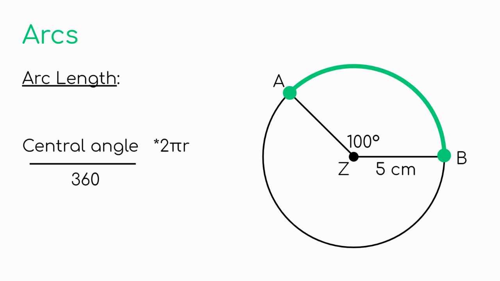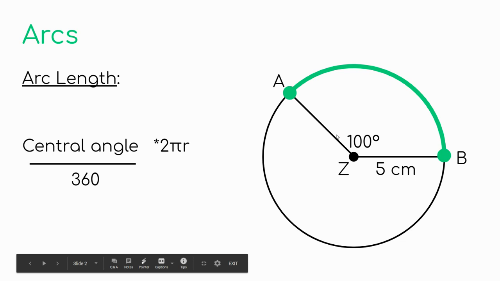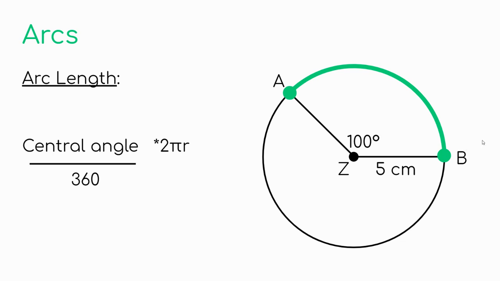And our formula was arc length equals central angle divided by 360 times 2 pi r. So 2 pi r, remember, was the circumference of the circle. The central angle is going to be the angle that makes the arc. So in this case, it would be 100 degrees. So as a warm-up, why don't you pause the video, see if you can find the arc length of AB.